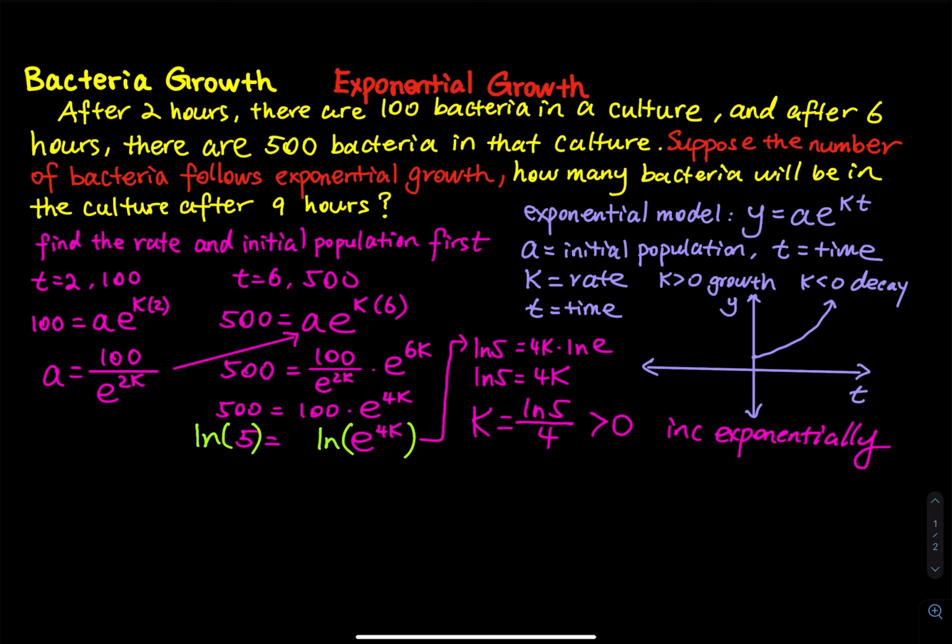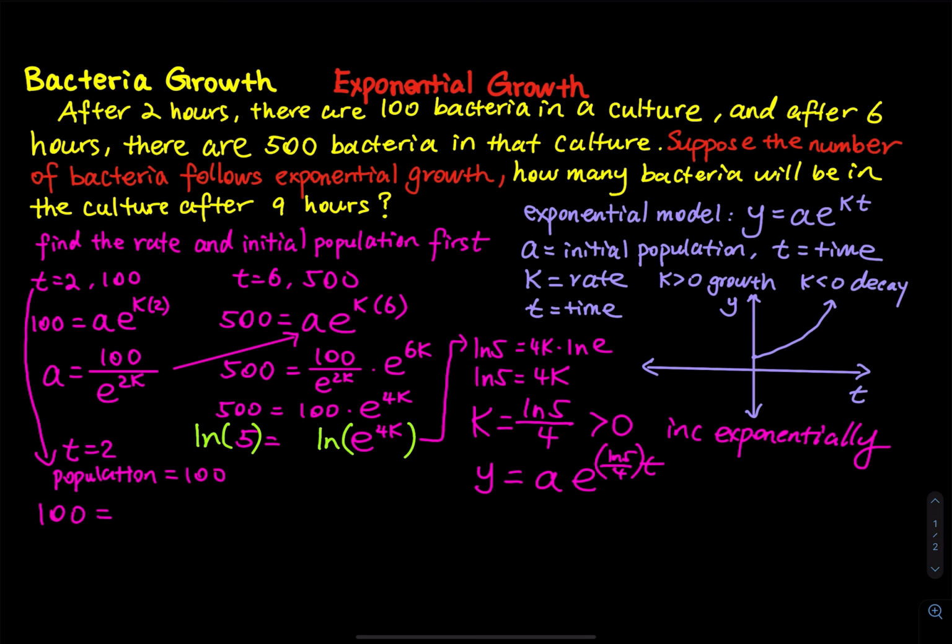So at this point, what do we have? We can update the model a little bit. So now y equals, the initial population is still unknown, we don't know what a is, and then e to the kt. That will be ln 5 divided by 4 times t. And then let's find out what the initial population is. So I am going to take this down again. When t is equal to 2, the population is equal to 100. So how about this? 100 equals a times e to the ln 5 divided by 4, and then times 2.